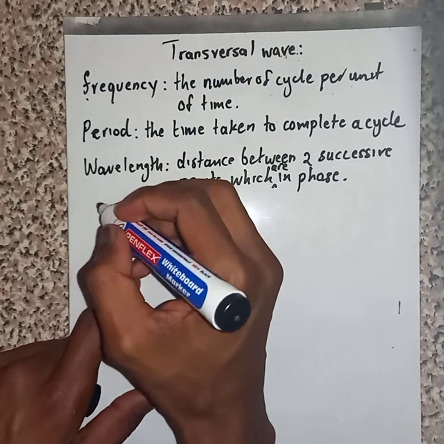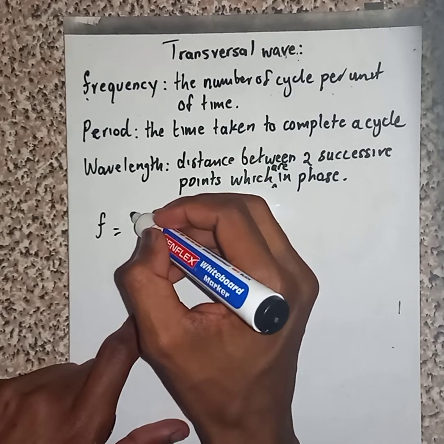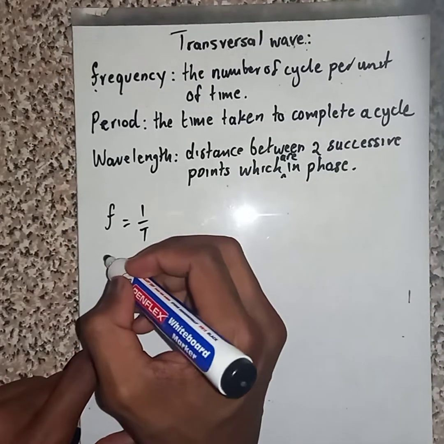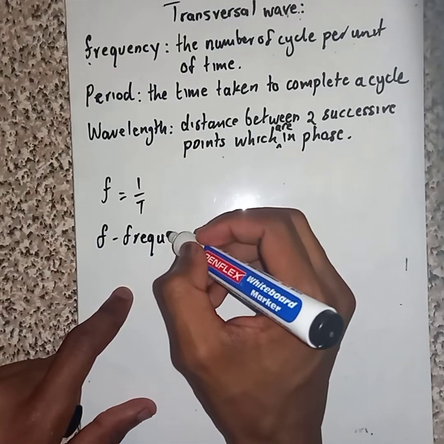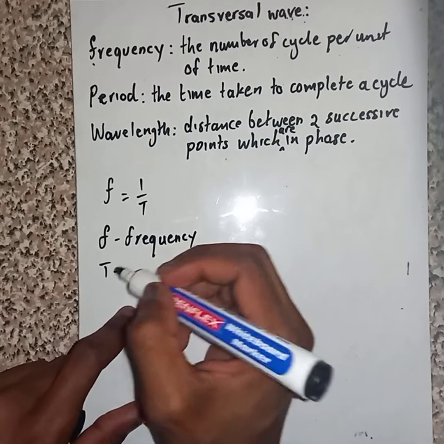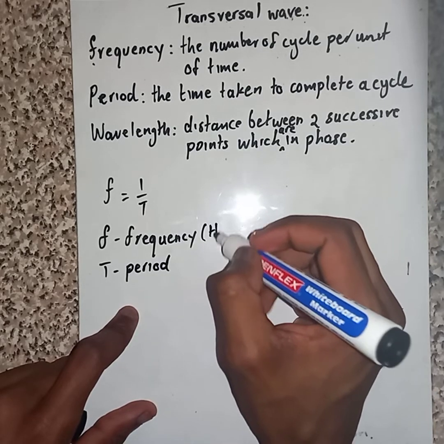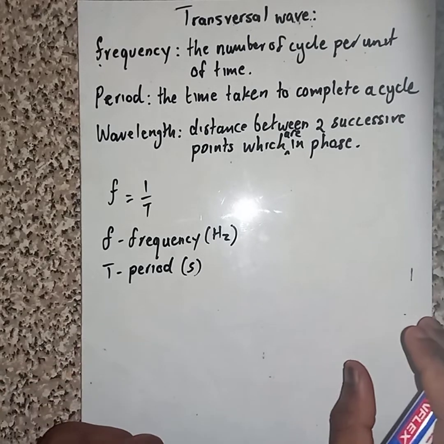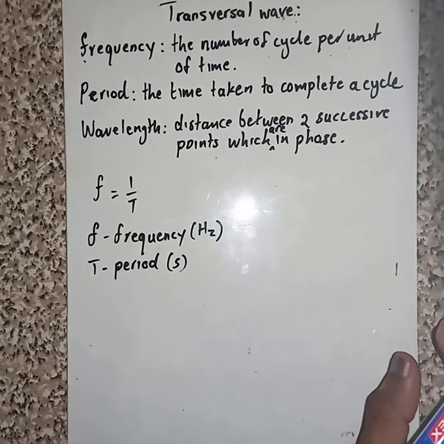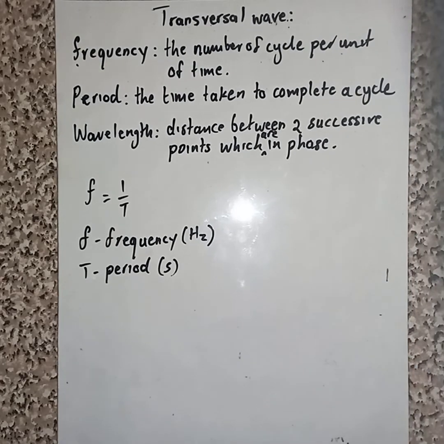From here let me highlight another thing, that the frequency can be calculated using this formula f = 1 over T, whereby f is the frequency, T is the period. It is measured in hertz for frequency, then period in seconds. You see, so simple. Now what I'm going to do is, let me try to give you a diagram.